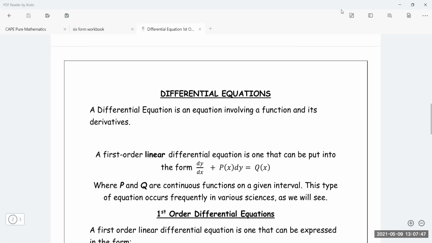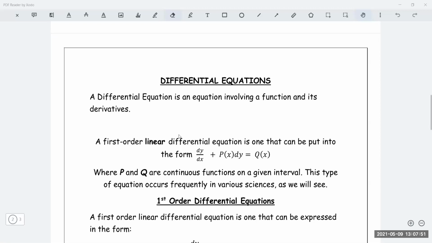A first order linear differential equation is going to take this form: dy by dx plus p of x times y. This shouldn't be a dy, this should be y. So it should be the first derivative dy by dx plus some function of x times y equal to a function of x, where p of x and q of x will be continuous functions.